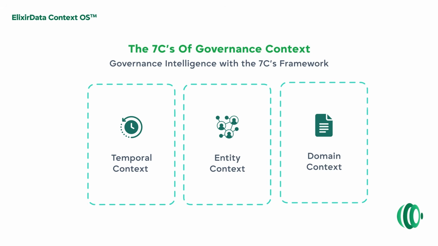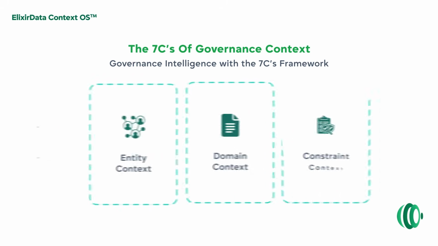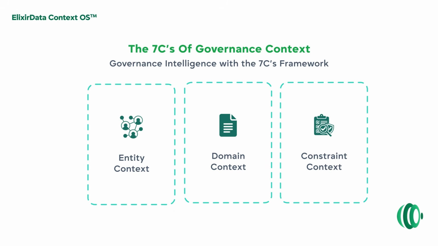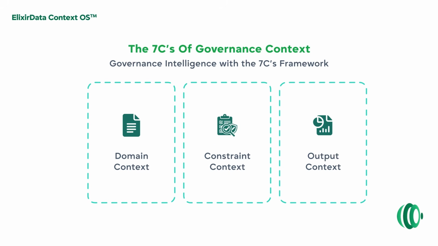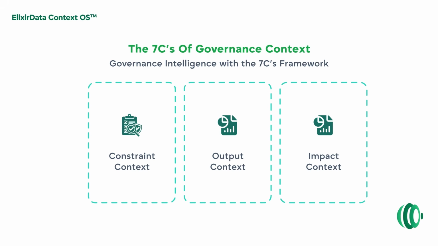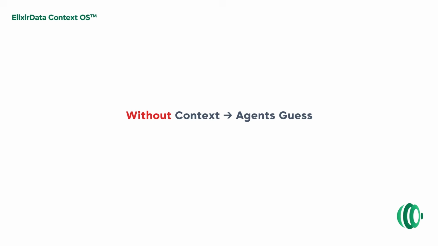Domain context, what regulations actually require, how frameworks map to controls. Constraint context, what policies permit and prohibit, risk tolerances, approval thresholds. Output context, what evidence auditors need, reporting formats, stakeholder requirements. Impact context, how decisions, actions, and risks impact the overall system and business outcomes. Without structured context, agents guess. With the 7 C's, agents reason.